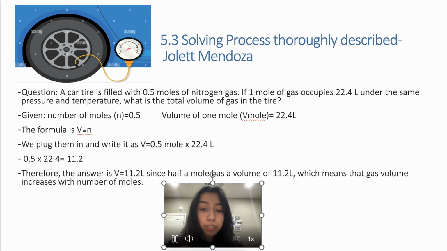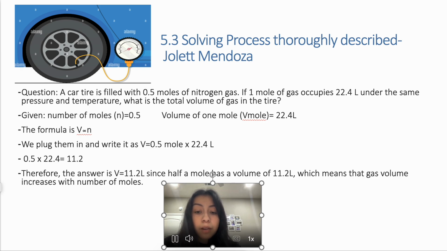Solving process thoroughly described. The question is: a car tire is filled with 0.5 moles of nitrogen gas. If 1 mole of gas occupies 22.4 liters under the same pressure and temperature, what is the total volume of gas in the tire? The given information is the number of moles equals 0.5, and the volume of 1 mole equals 22.4 liters. That's the formula right there.